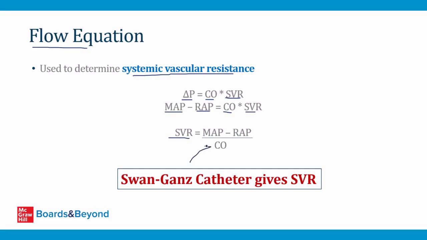The cardiac output we got from the Fick equation. We saw that on the last slide. The mean arterial pressure you can get from measuring the patient's blood pressure in their arm. And the right atrial pressure we know from the Swan-Ganz catheter. We saw earlier how you can measure that.